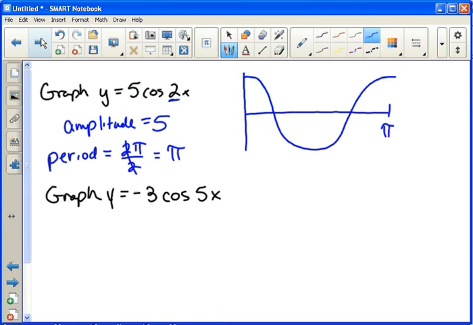Okay, so we're starting at 0. If we want to mark them, we're going from 0 to 1 pi, so in the middle would be half of a pi, or pi over 2. In between 0 and 1/2 pi would be 1/4 pi, pi over 4. And in the middle of pi over 2 and pi would be 3/4 pi.